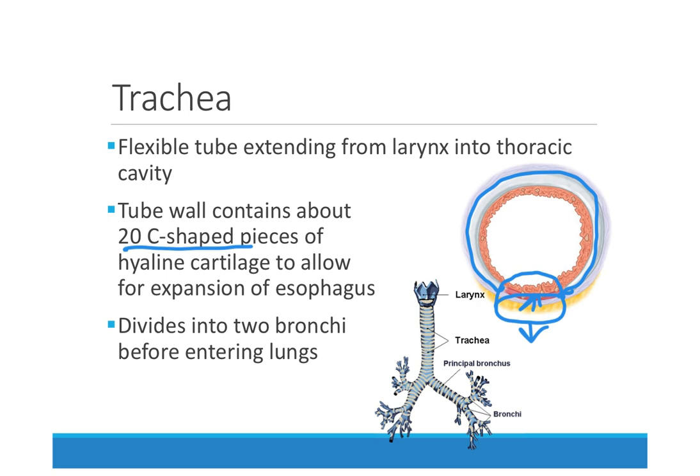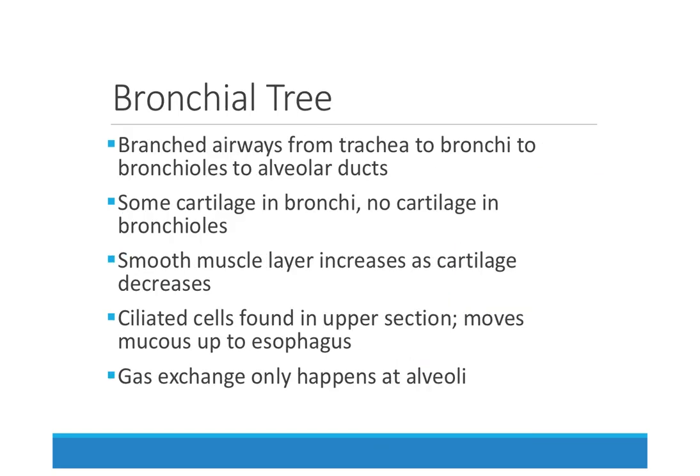Your trachea divides into two bronchi, the right bronchus and the left bronchus, before they enter the lungs to go along with a right and a left lung. So we call this collection of bronchi from your trachea on down the bronchial tree, and it goes from the trachea all the way down to the alveoli.